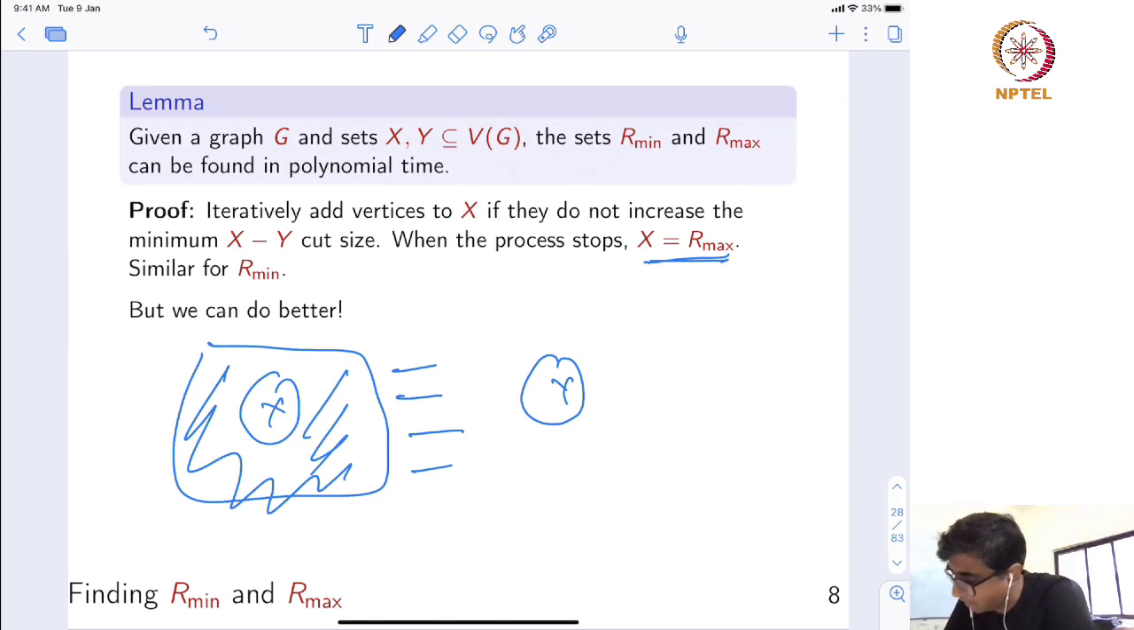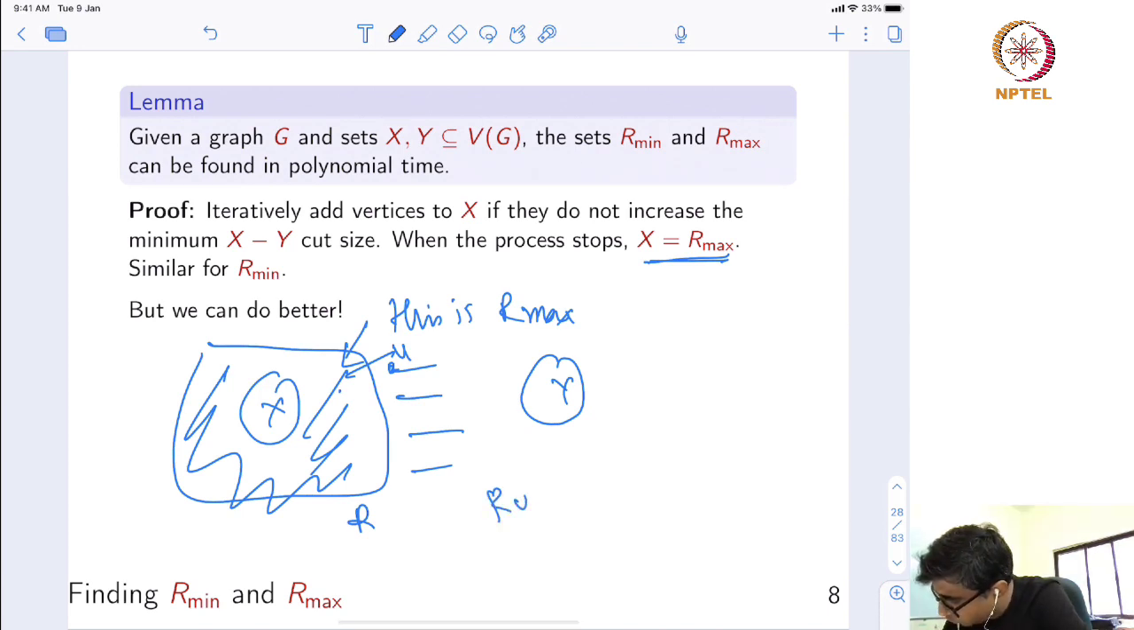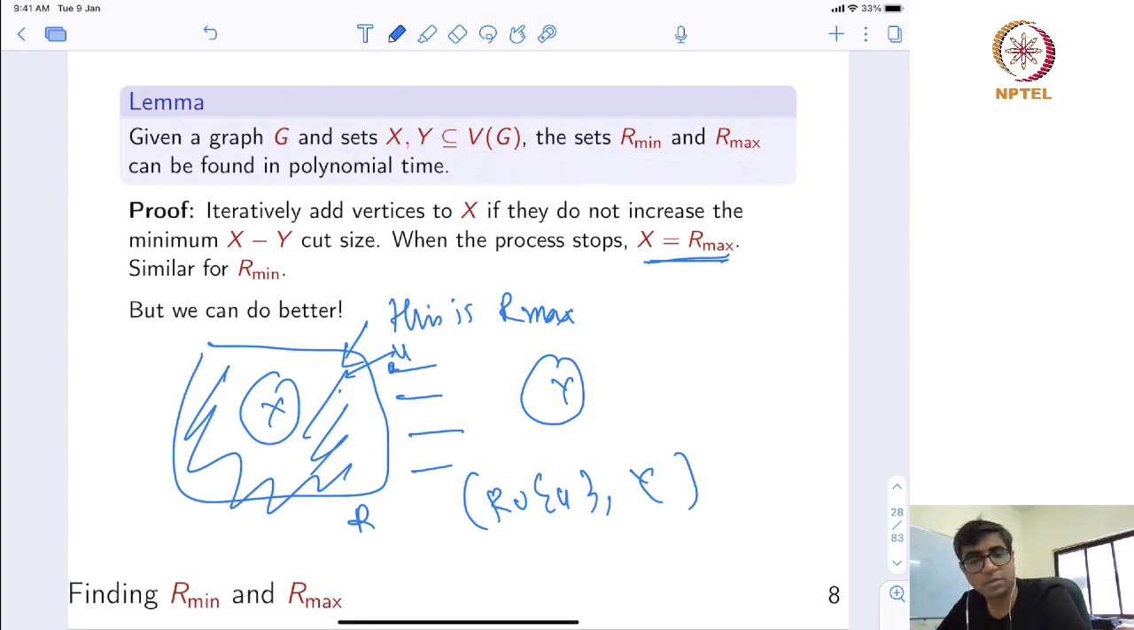Now what do you do? Maybe this is R max, or maybe it is not. If it is not, to the current R you add some vertex U and check: is the min cut increased? What do I mean by that? You compute the min cut between R union U and Y.